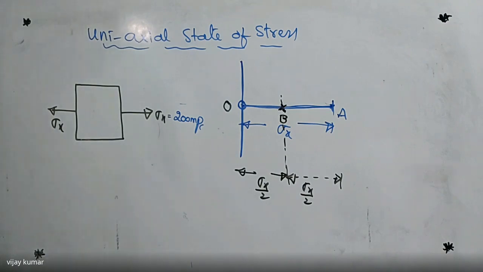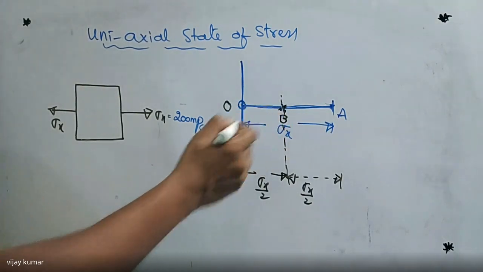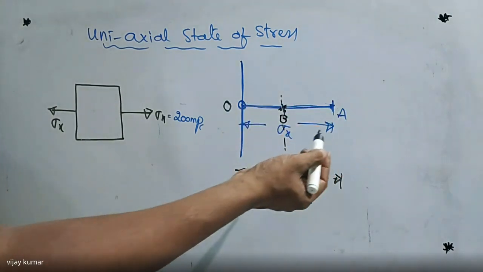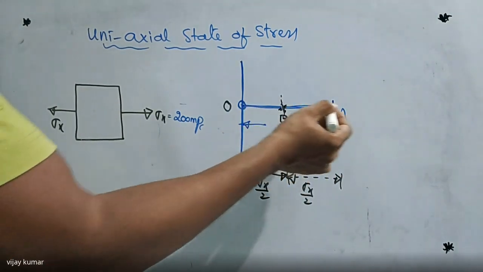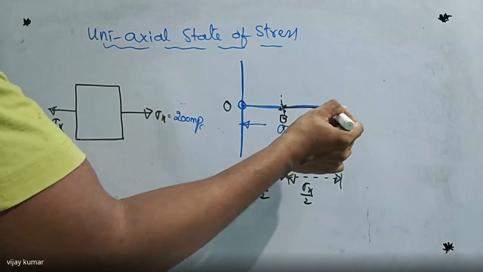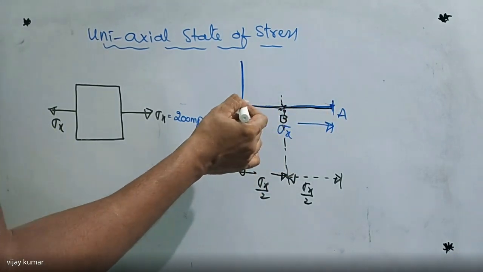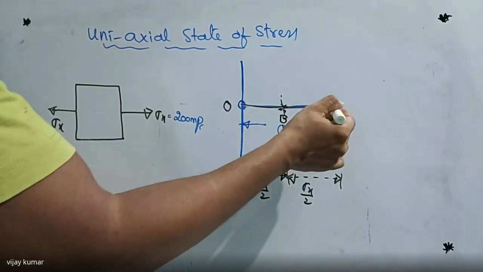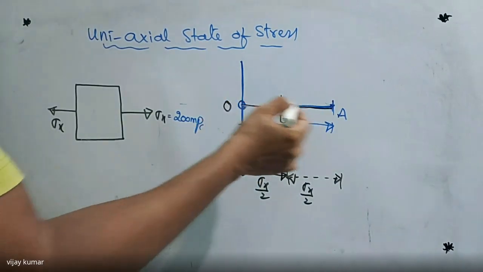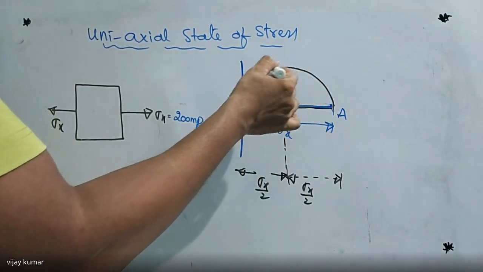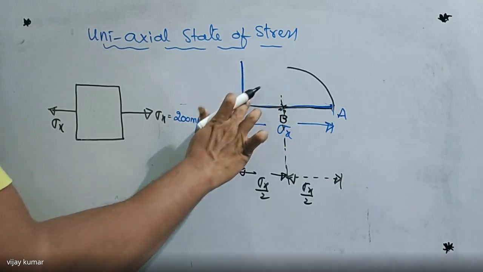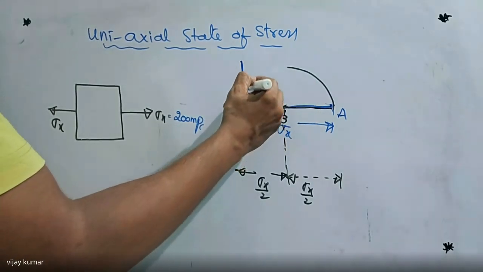So here I am taking B as center. I am taking the next point B as center and OB as radius. This is the radius, and this one is also the same. So B as center and OB as radius, I'm going to draw one circle here.